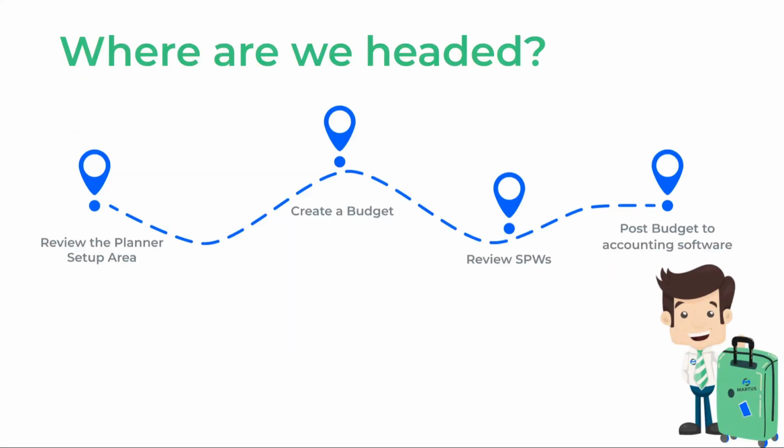All right, so let's walk through where we are headed. So we're going to walk through the planner setup area. That's where we're going to go to create our budget and manage the budget. We're going to create a few different types of budgets as we begin. We're going to review our special purpose worksheets and then post our budget out to our accounting software.